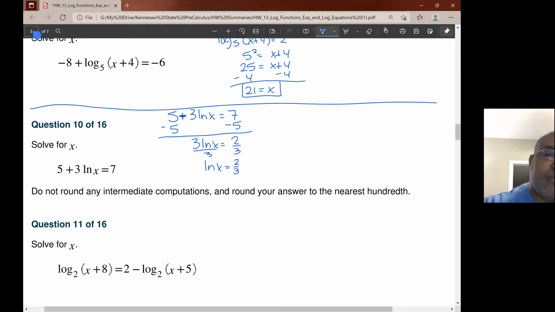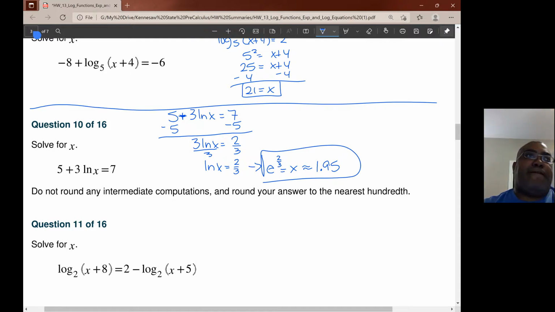Use our exponential property, or change it to exponential form, and we get e to the 2/3 is equal to x. Now when we put it in our calculator, we're only doing one step. And I get 1.94. Round to the nearest hundredth: 1.95. All right.